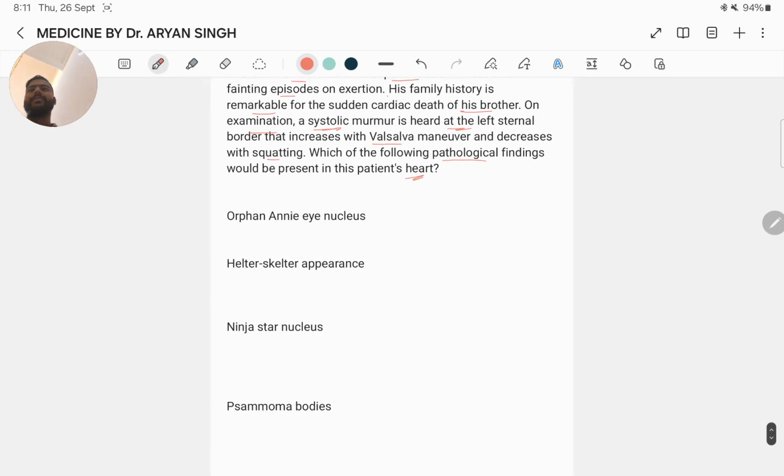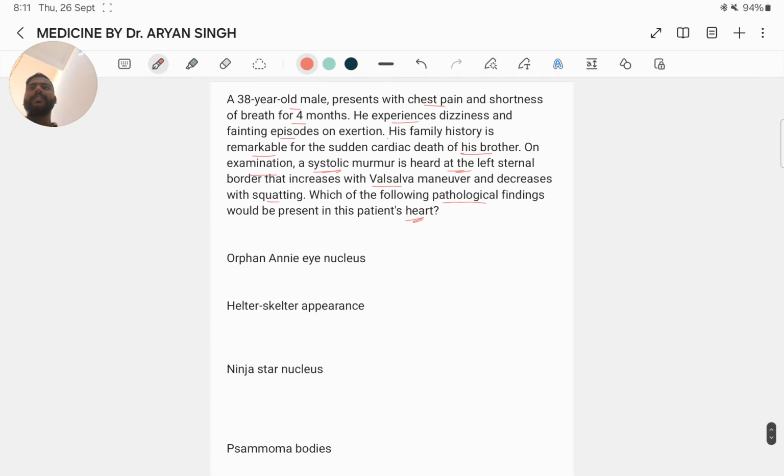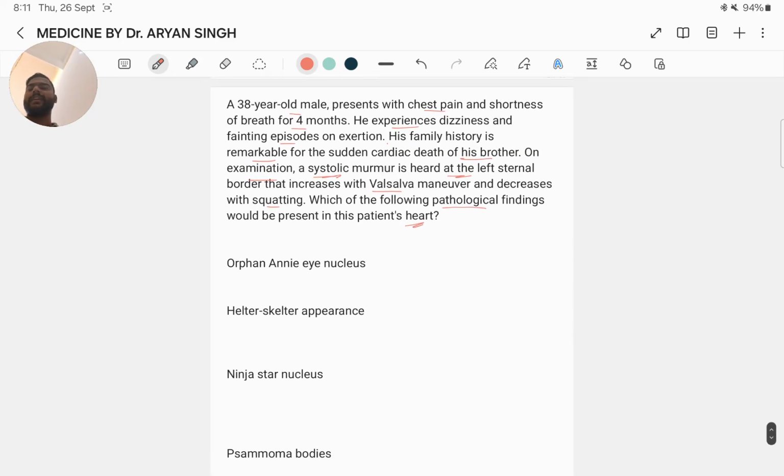Here the combination of chest pain, shortness of breath, dizziness, and a fainting episode, along with a systolic murmur that increases with the Valsalva maneuver and decreases with squatting, is diagnostic of hypertrophic cardiomyopathy, HCM. On examination of the HCM heart, you would see a disorganized arrangement of cardiac fibers, giving a characteristic helter-skelter appearance. Here is the answer. This abnormal arrangement of muscle fibers is also called myocardial disarray.